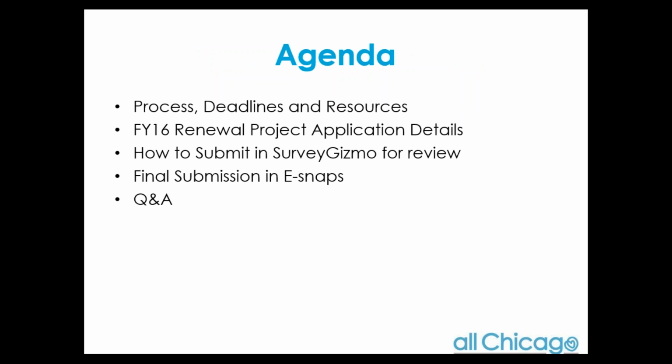So our agenda today is that we'll first go over some process, deadlines, and resources, and then we'll go over the details of the fiscal year 16 renewal project application itself. And then finally, we'll talk about how to submit in Survey Gizmo for review by All Chicago, and what you'll need to do to finally submit in eSnaps. And then we'll have some time for final questions and answers at the end, a little Q&A.